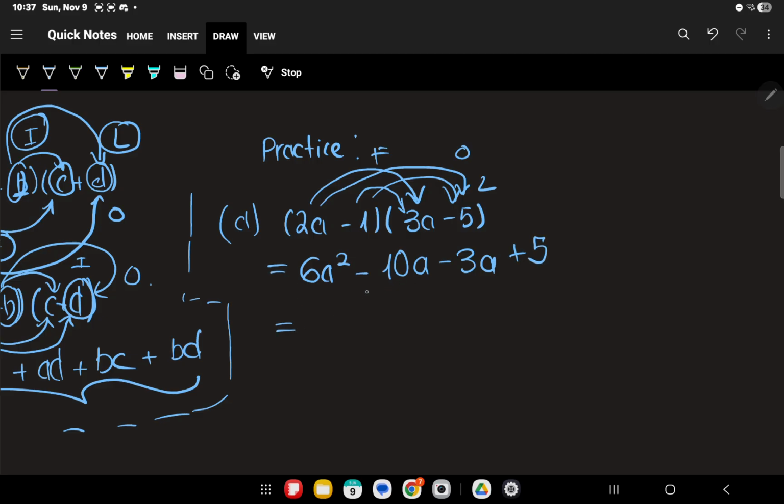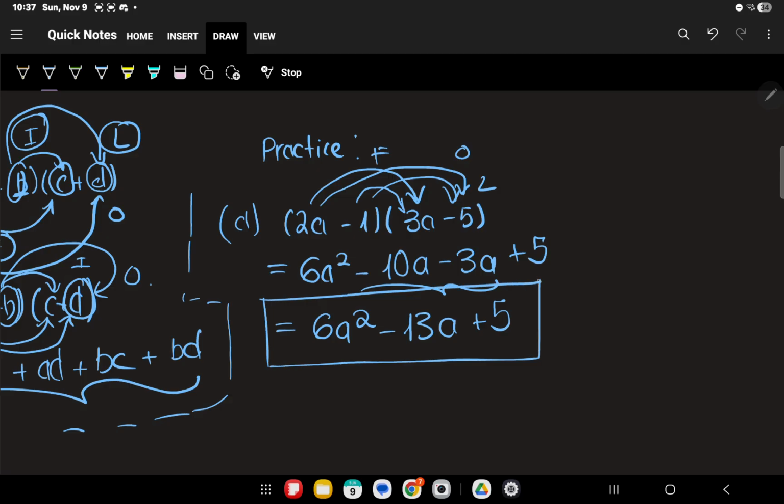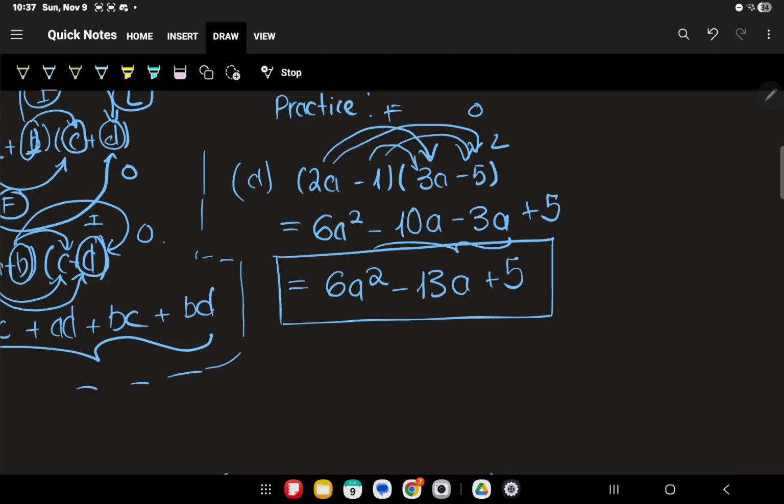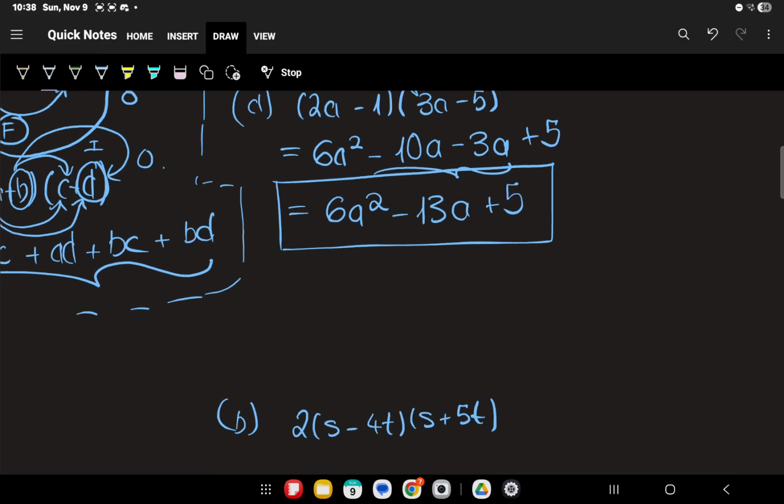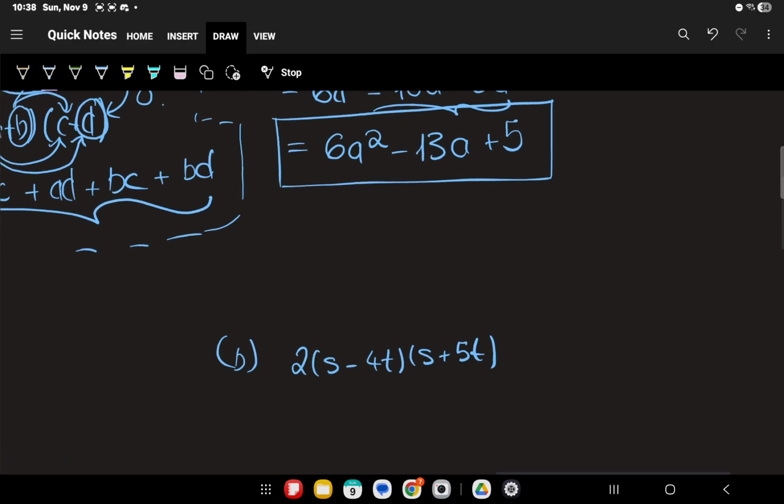Now we can see that negative 10a and negative 3a are like terms, so we can group them into negative 13a. This will be our final answer. So remember to collect like terms after you've expanded it into four terms, right? For two brackets you have four terms. It could be more terms if you have more brackets than two.